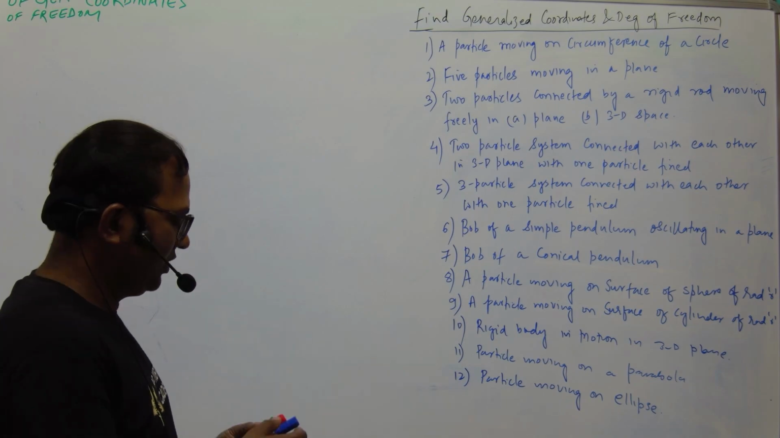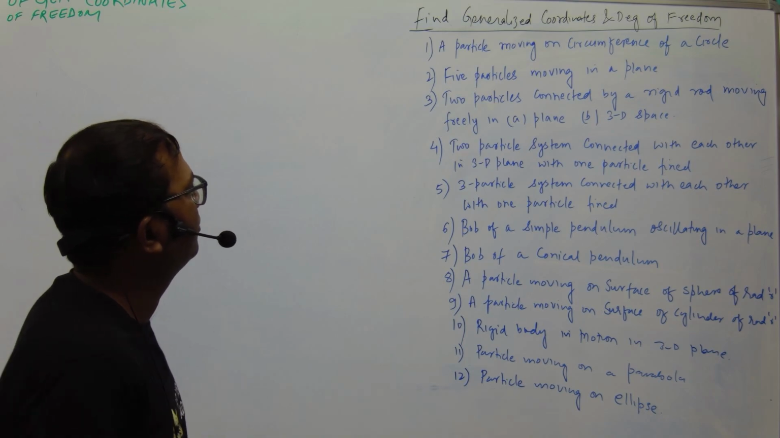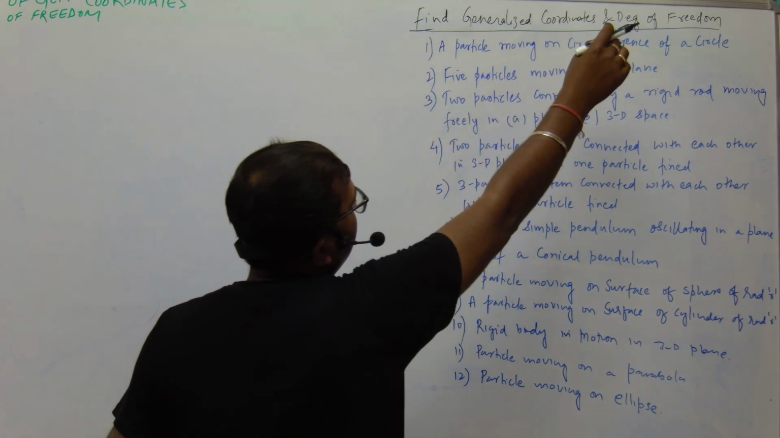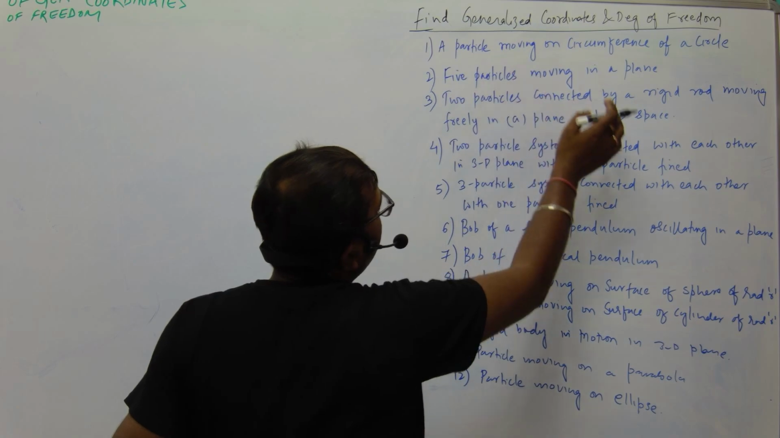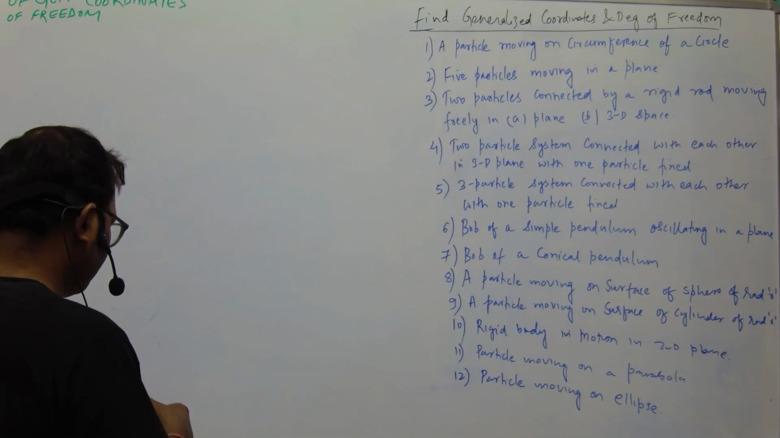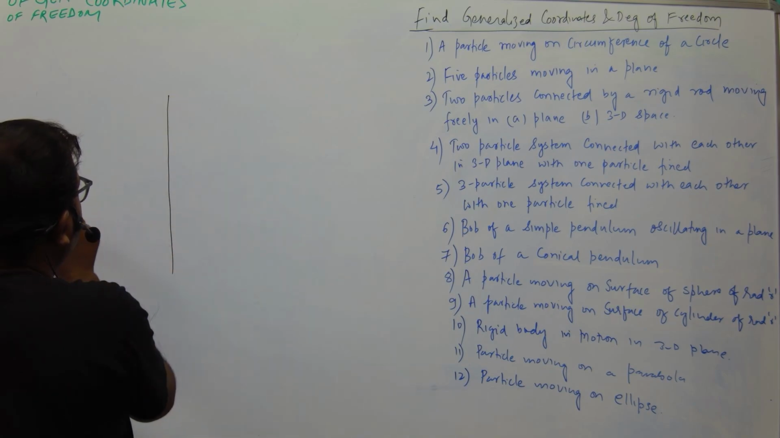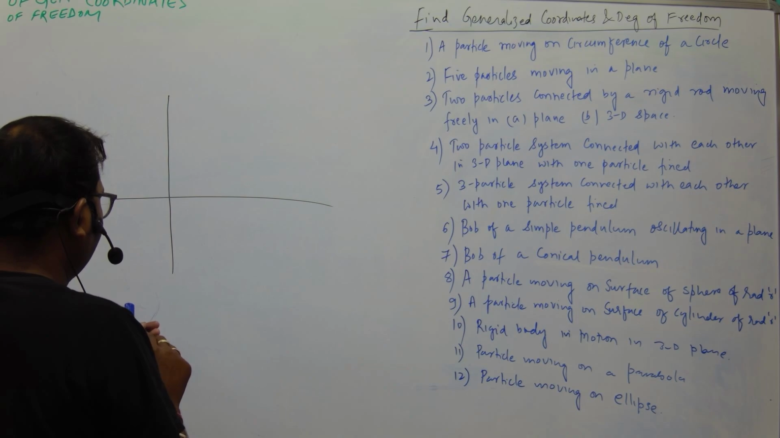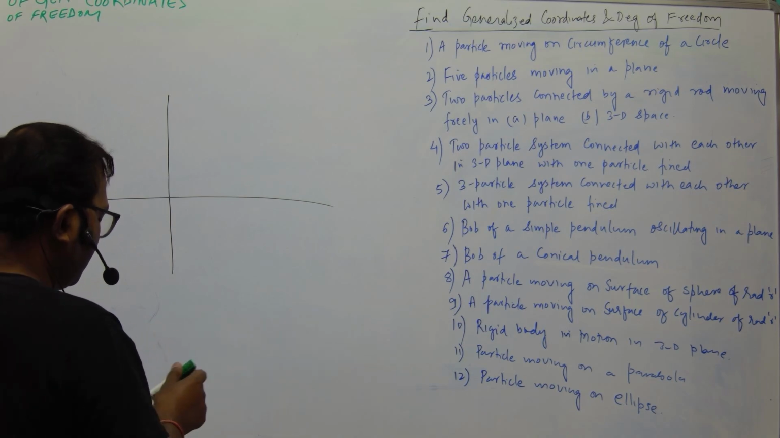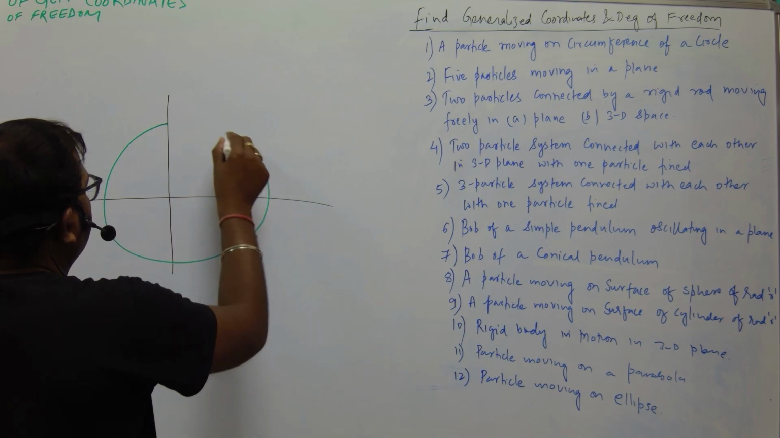Okay, so we have a particle moving on the circumference of a circle. We have to find the generalized coordinates and degree of freedom. A particle moving on the circumference of a circle. So let us take the circumference of a circle. We have the coordinate axes like this, and the particle moving on the circumference. So let us draw the circumference of a circle.